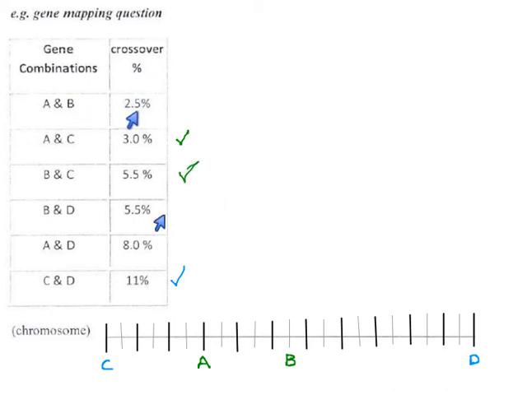A and B are 2.5 units apart. 1, 2.5. Yep, looks good. B and D are 5.5 units apart. 1/2, 1.5, 2.5, 3.5, 4.5, 5.5. Good, that works. A and D are 8 units apart. 1, 2, 3, 4, 5, 6, 7. Yep, that checks out also. So we've met every requirement on the list, and it wasn't too bad, I hope.